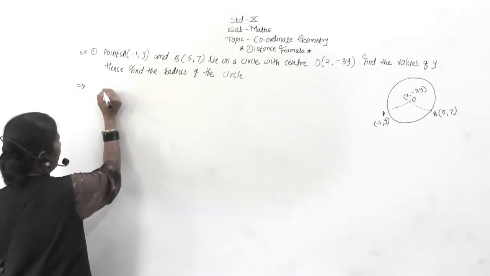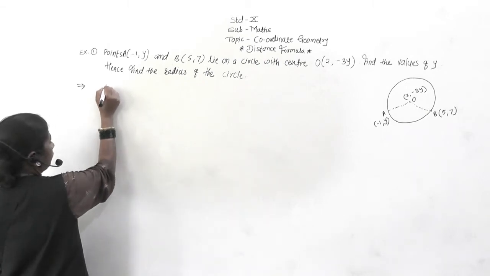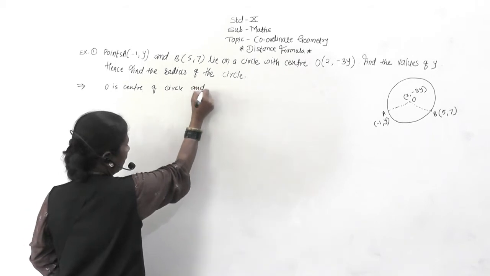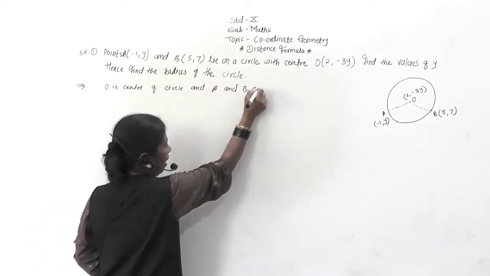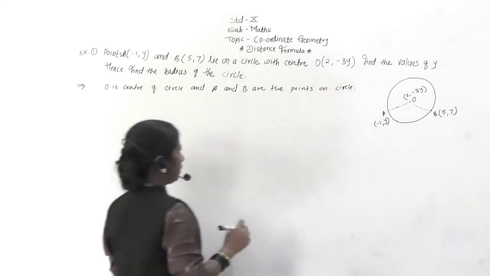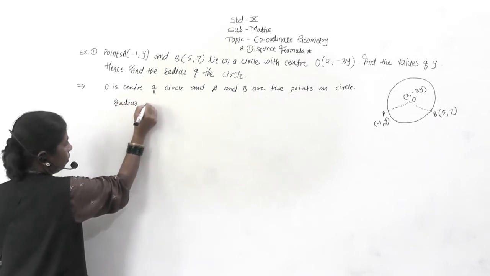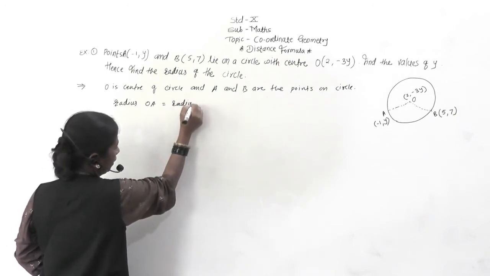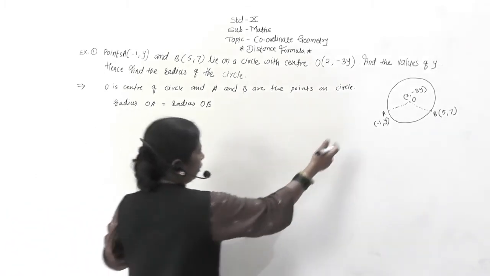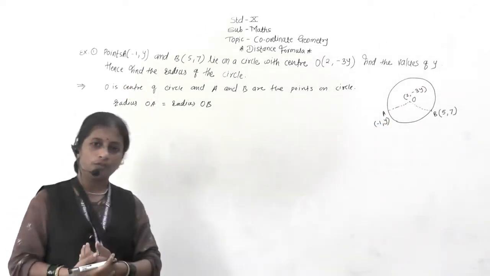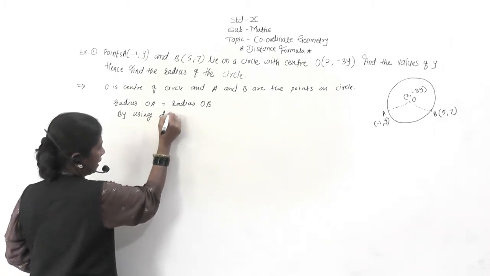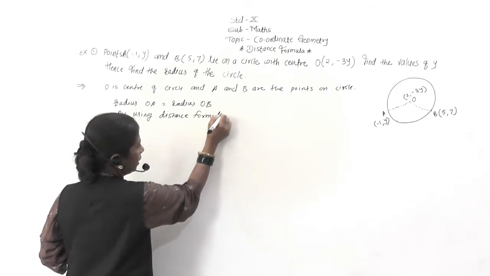So here, O is the center of the circle, and A and B are points on the circle. So radius OA equals radius OB. By using the distance formula, we will find the value of y, and afterwards we will find the radius of the circle. So OA equals OB. By using the distance formula.